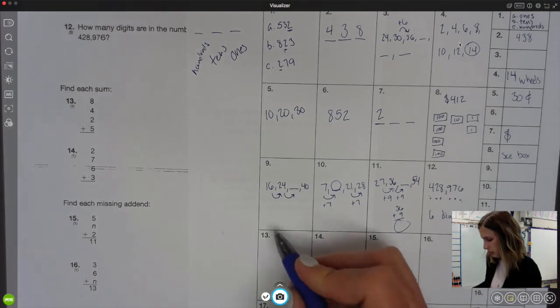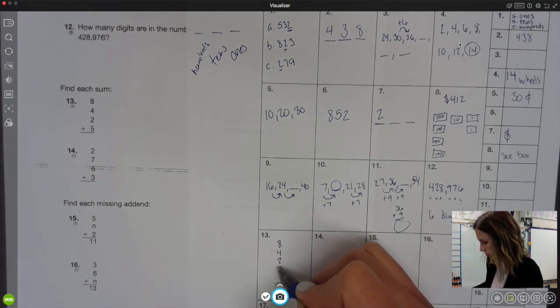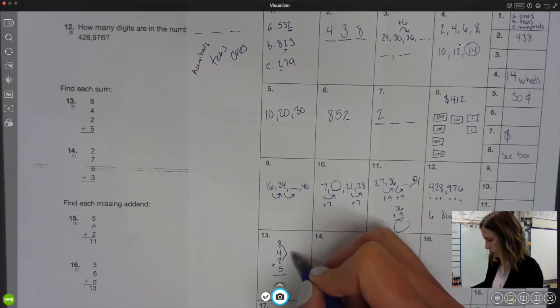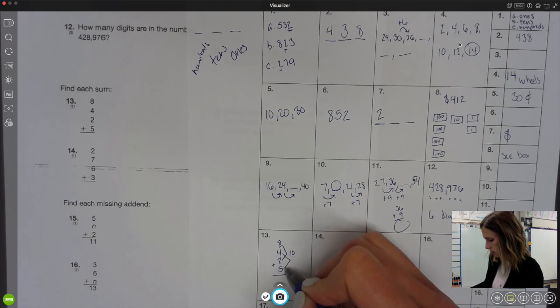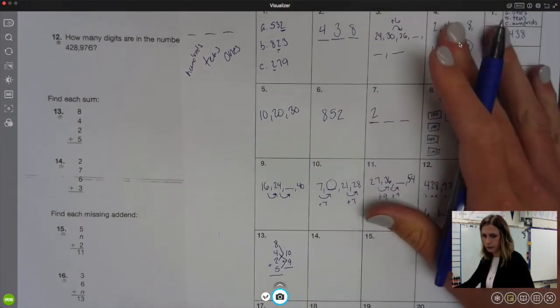Number 13, we've got some addition problems. So 8 plus 4 plus 2 plus 5. Right away I see 8 plus 2 is 10. 4 plus 5 is 9. So I do 10 plus 9, what do I get? That would be my final answer.